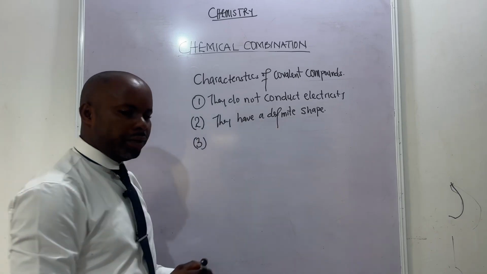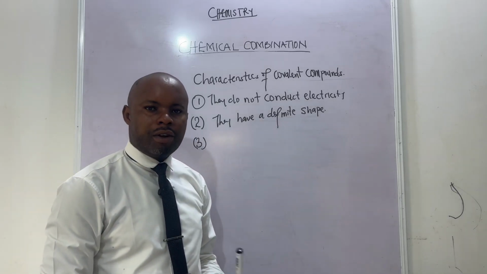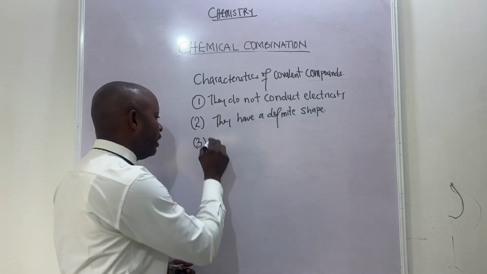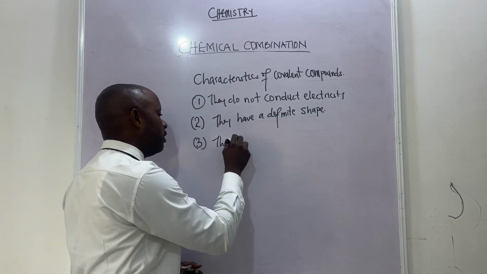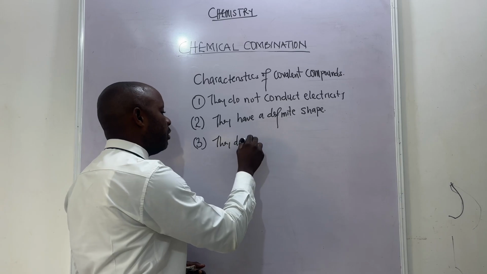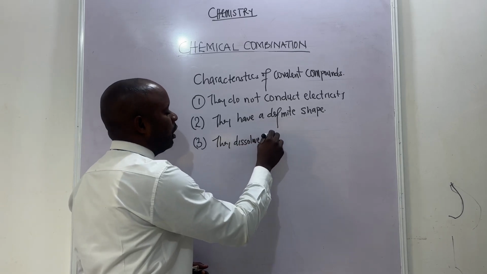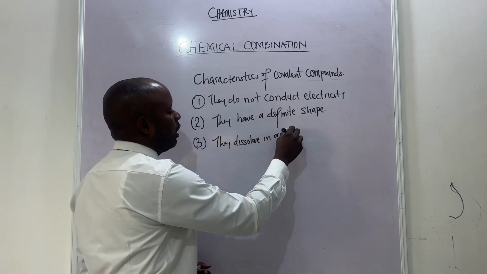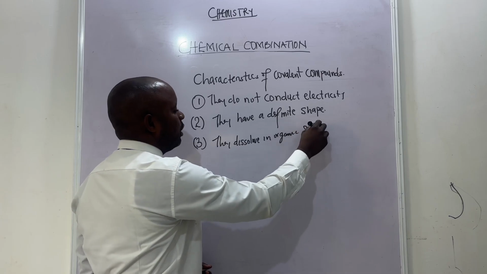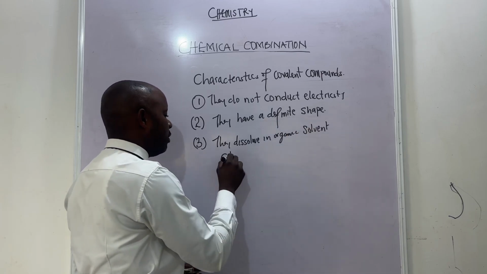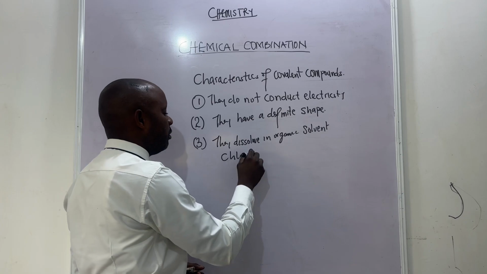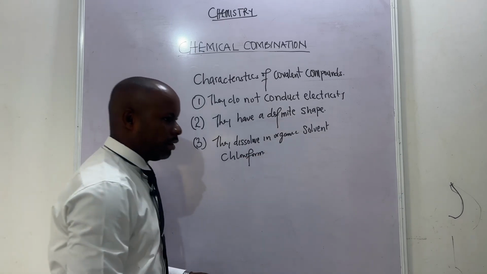The other one, we said they dissolve only in organic solvents like benzene. They are soluble in what? Organic solvents. A very good organic solvent is chloroform. Chloroform is a very good example of an organic solvent.